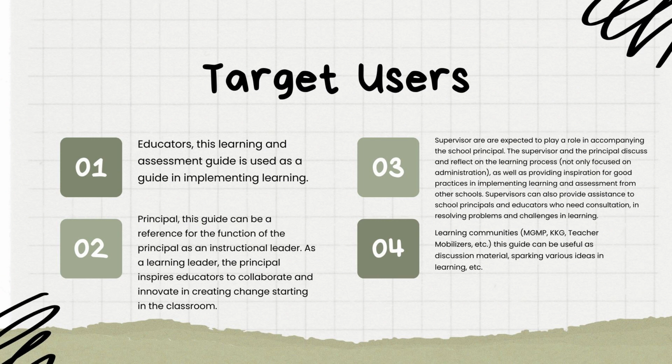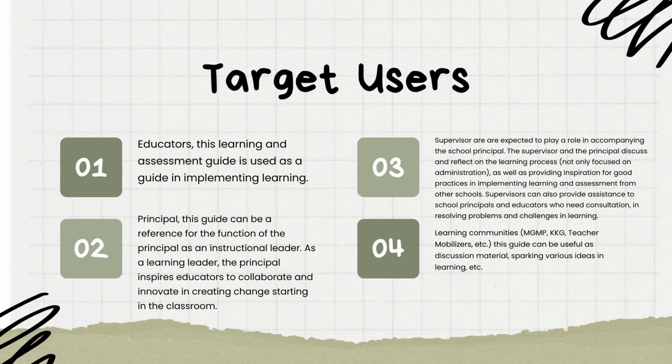Number 3 is supervisor. Supervisors are expected to play a role accompanying the school principal. The supervisor and principal discuss and reflect on the learning process, as well as providing inspiration for good principal implementation of learning and assessment from other schools. Supervisors can also provide assistance to the school principal and education unit, consultation in resolving problems and challenges in learning.